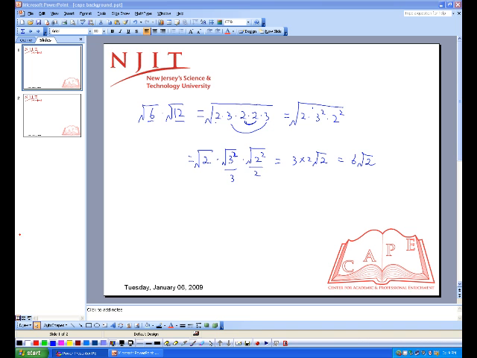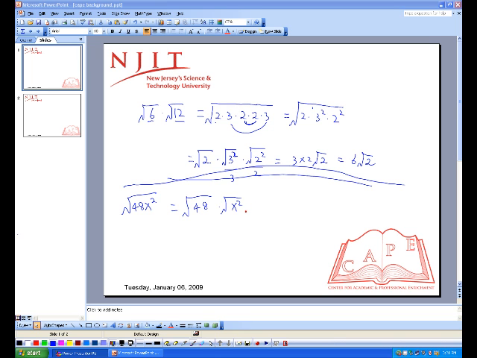Let's try another problem with letters, okay? Square root of 48x squared, right? So maybe we should break it into two parts, one number and one letter part, okay? Now we can consider it as two problems. One problem is this 48, and the other problem is square root of x squared.